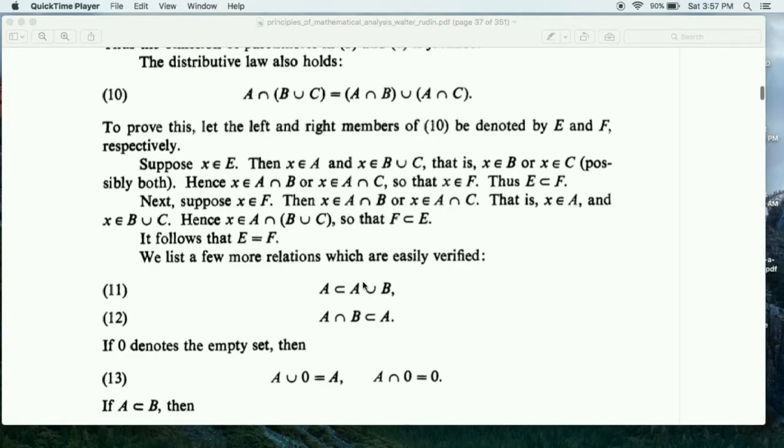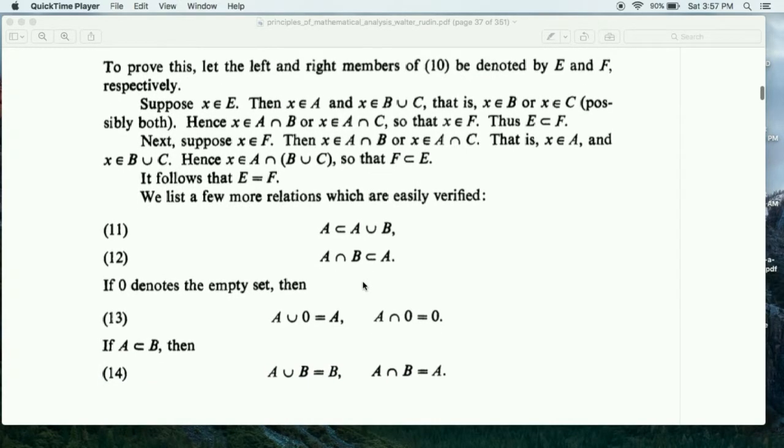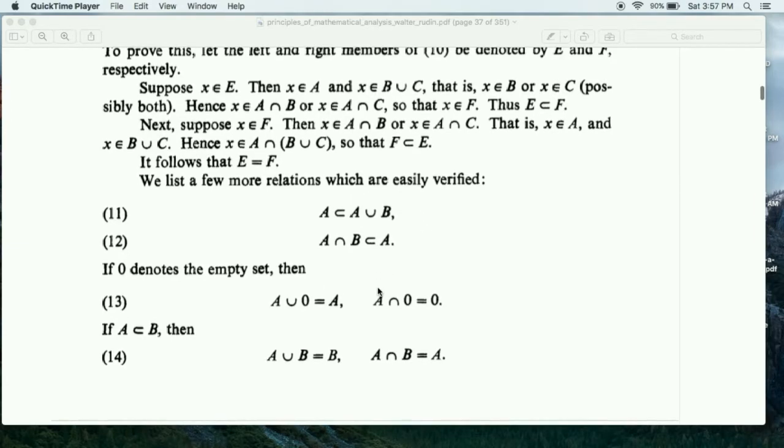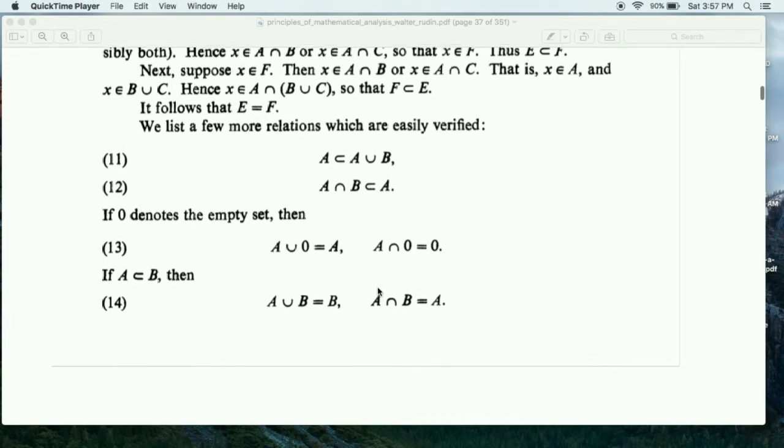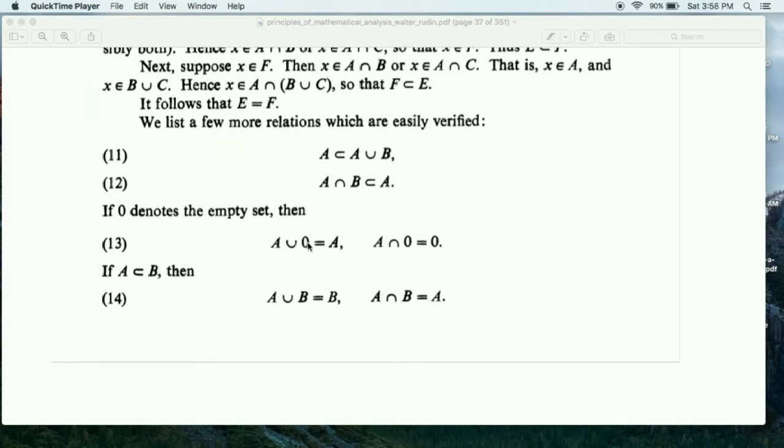And there are a few more easy implications which can easily be verified. A union the empty set is again A. A intersection the empty set is the empty set, and so on.